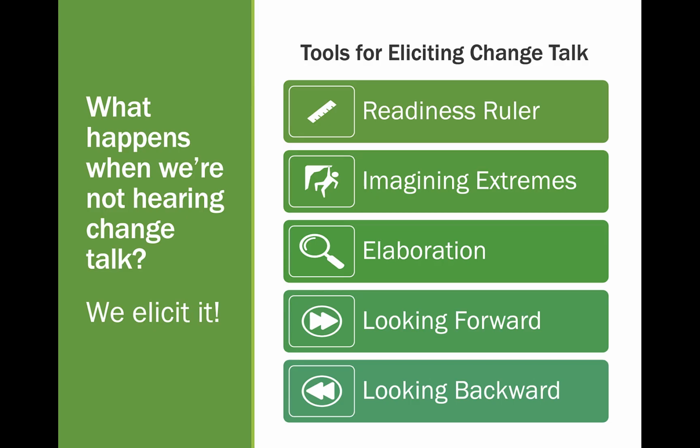So to recap, change talk can be an important pivotal point within a motivational interview because it shows that an ambivalent patient is leaning towards change and thinking through what change might look like in their life. Change talk is an important way to highlight strengths and barriers that the clinician and patient can then work through together. If change talk doesn't come up organically, then you have a number of tools that you can use to elicit change talk. The Readiness Ruler, Imagining Extremes, Elaboration, Looking Forward, and Looking Backward are all effective ways to better understand your patient's situation and help them move towards change.